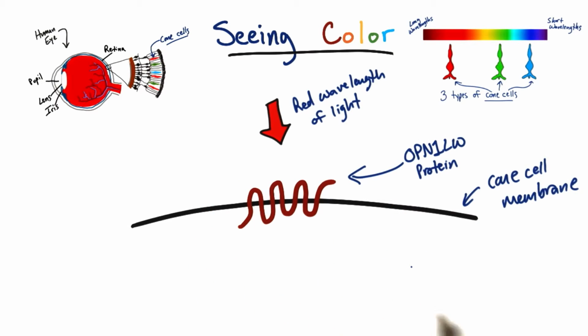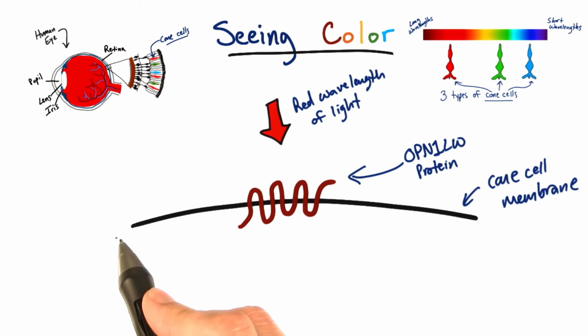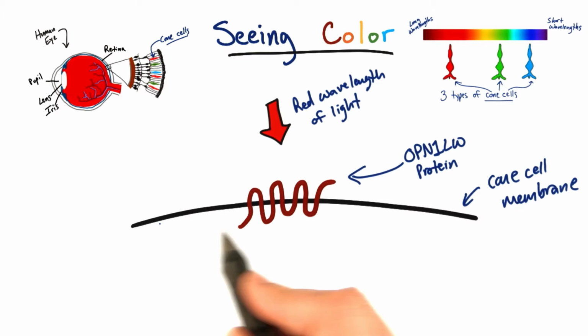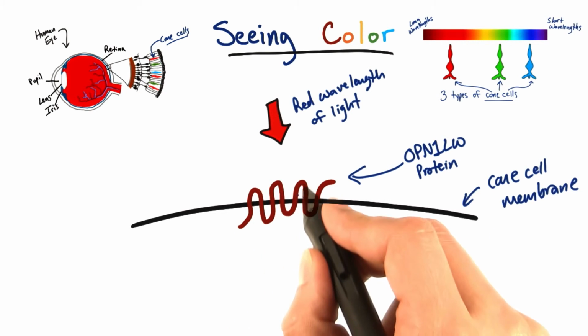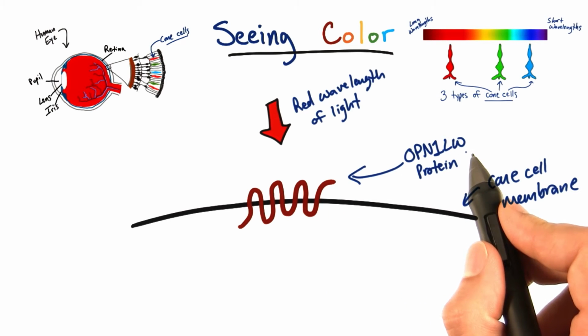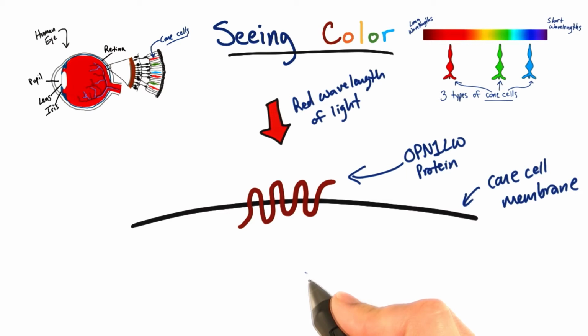Now, this whole amazing process is possible because there are proteins like OPN1LW that absorb light at each of those different wavelengths. In the case of OPN1LW, it focuses on absorbing light from the red wavelengths. So if this is the cone cell membrane, and we're really zoomed in here, in the membrane of the cell, there are these proteins, specifically OPN1LW, that absorb red light and essentially tell the cell and then ultimately the brain that, hey, this is red light.